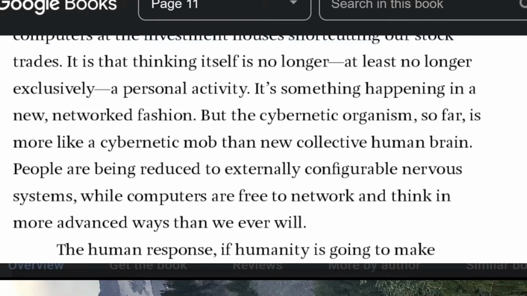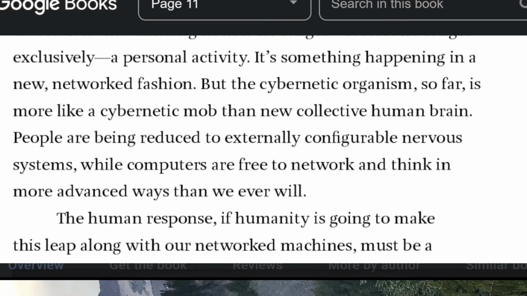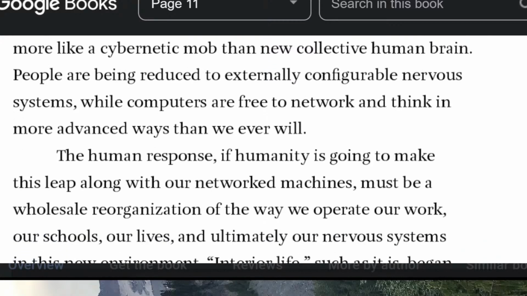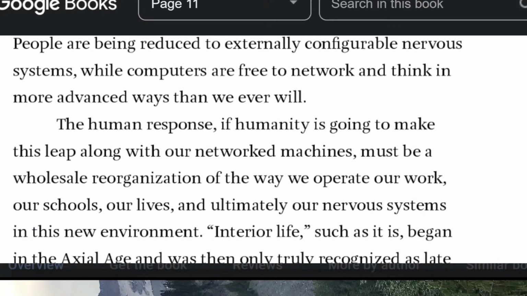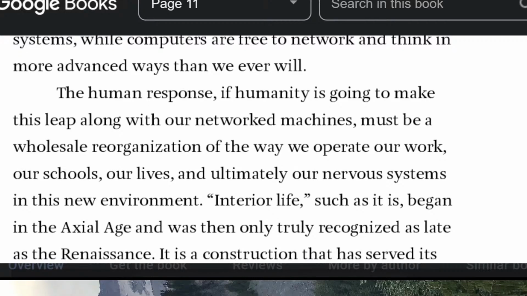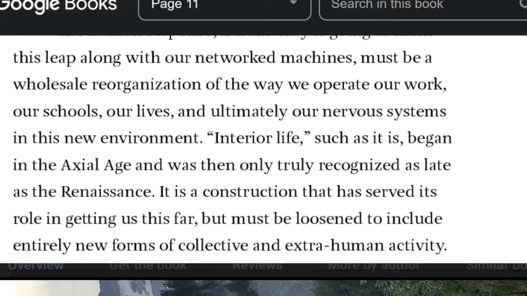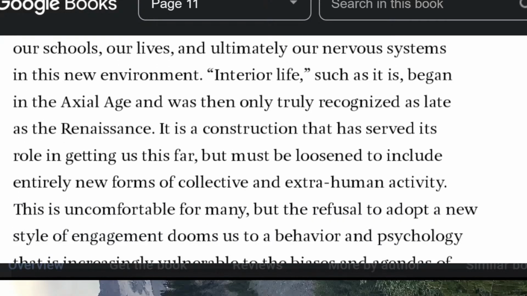But the cybernetic organism so far is more like a cybernetic mob than a new collective human brain. People are being reduced to externally configurable nervous systems, while computers are free to network and think in more advanced ways than we ever will. The human response, if humanity is going to make the leap along with our networked machines, must be a wholesale reorganization of the way we operate our work, our schools, our lives, and ultimately our nervous systems in this new environment.